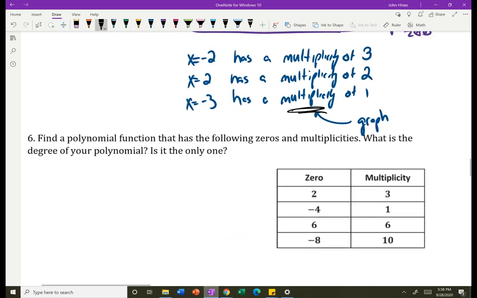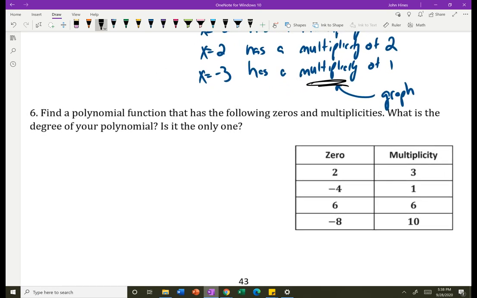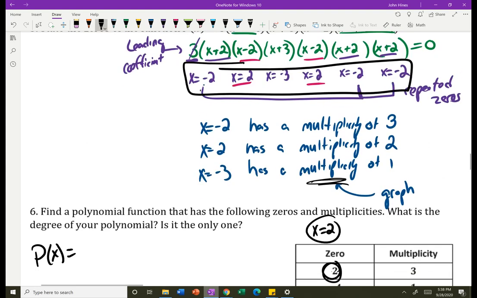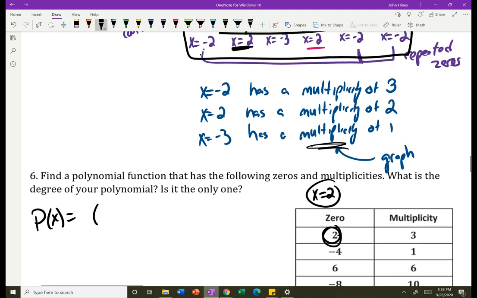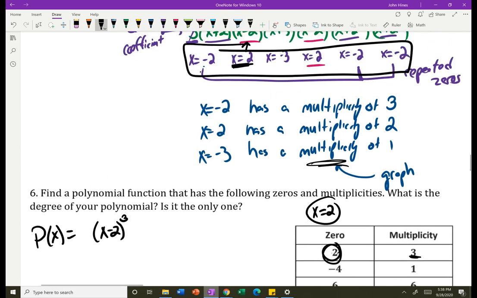So find a polynomial function that has the following zeros and multiplicities. So what is the degree of your polynomial? So x equals 2 is a 0. So for my polynomial, what factor gives me a 0 at x equals 2? I had a factor of, not negative 2, factors are binomials, x minus 2. And how many of them do I want to have? I want to have 3 of them. So I'm going to cube it.